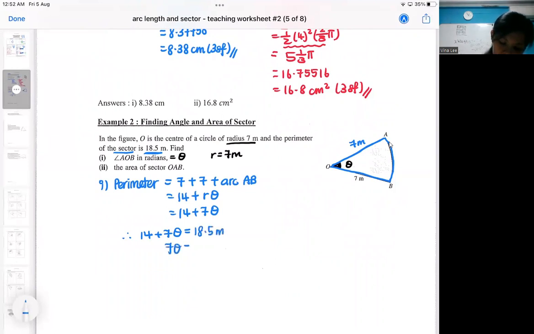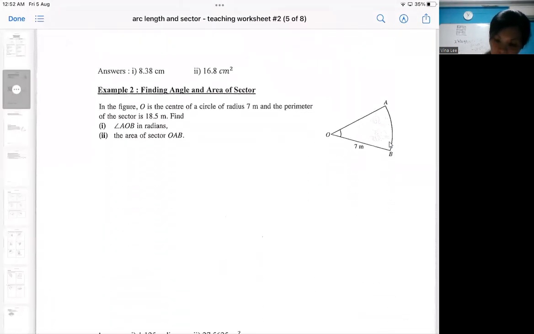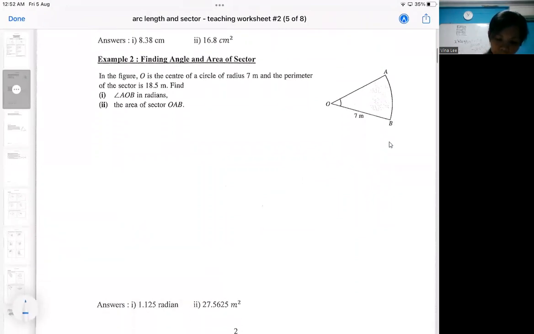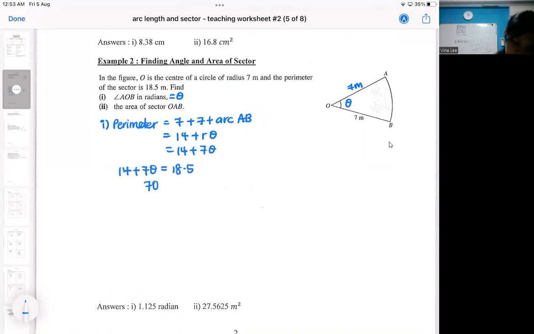From here, you slowly work out the theta. Please check it out. Let me do a quick rewrite. The perimeter has 3 sections. The arc length follows the formula r theta. Same thing, so we will equate it to 18.5. So work it out.